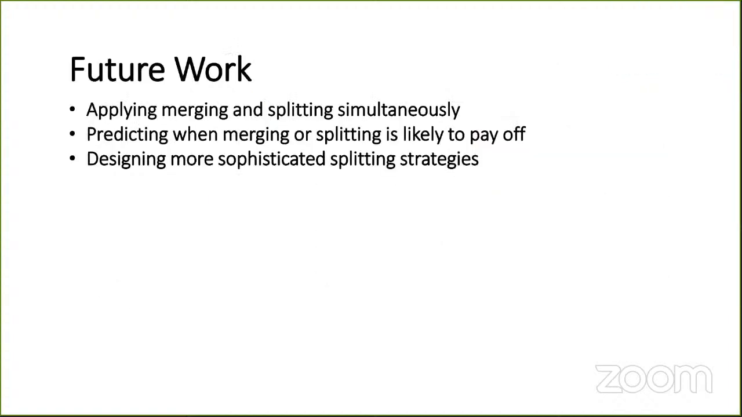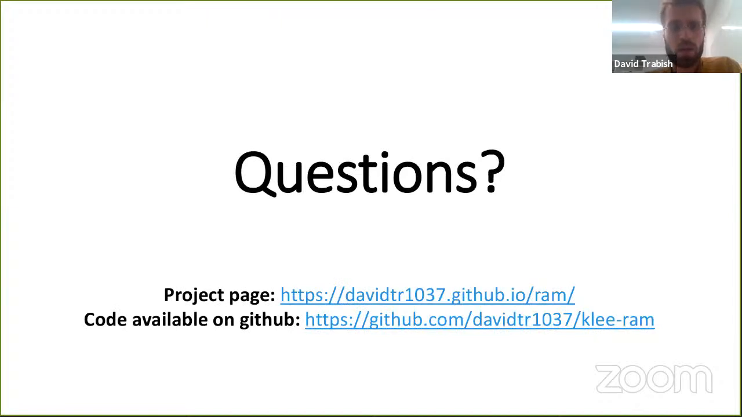If you have 1 minute, a few words about future work. In the evaluation, we evaluated separately the merging and splitting approach, but we can also combine them in the same run. We can predict better when a merging or splitting is likely to be beneficial and design more sophisticated splitting strategies. You can visit our project page, and our code is also available on GitHub. That's all. I'll be glad to answer questions.